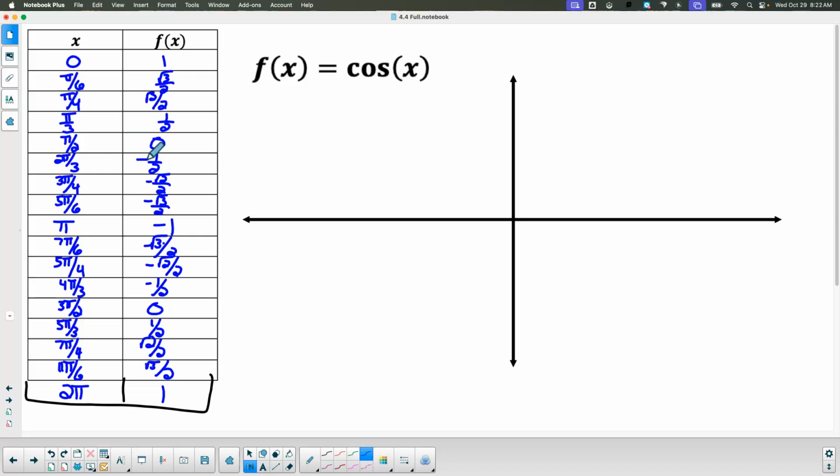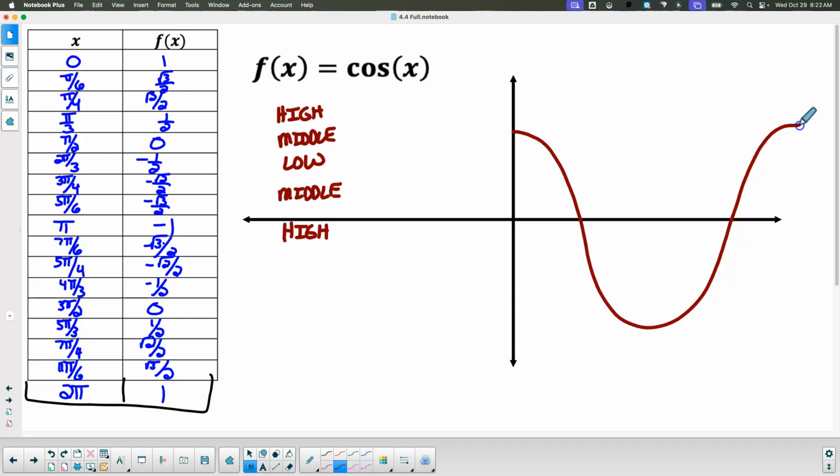Okay. So cosine starts high, then it goes to middle, then it goes low, then it comes back to the middle, and then it ends at the high point. So cosine looks like that. First lap.